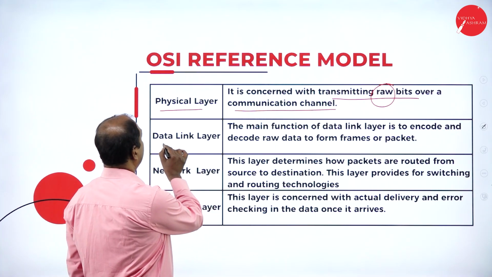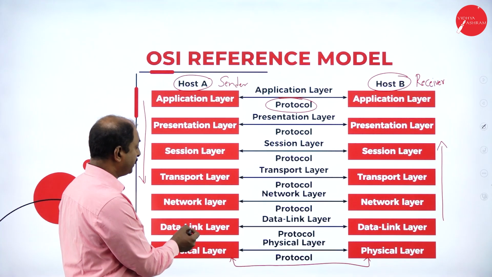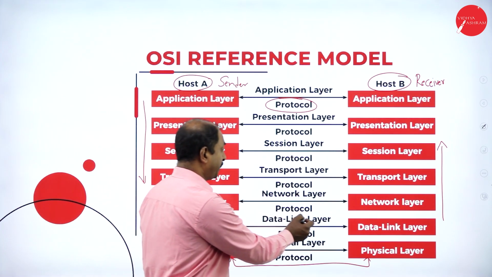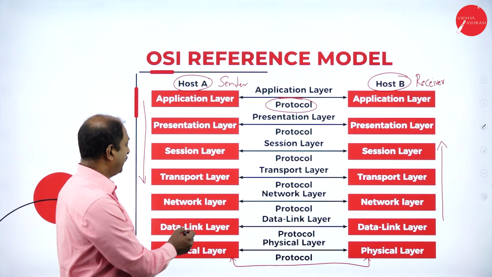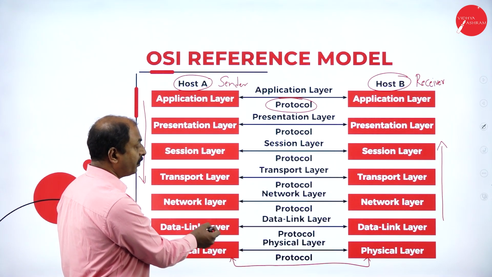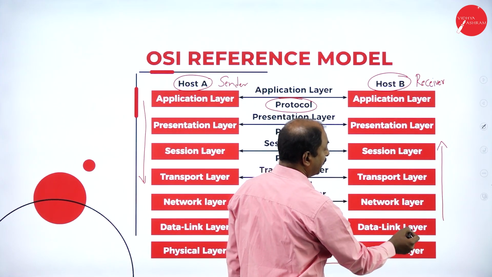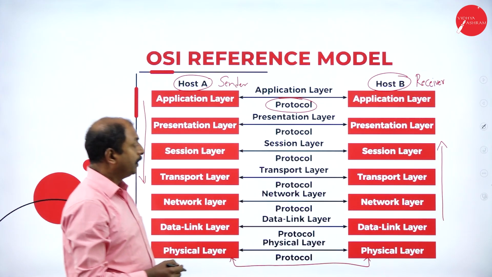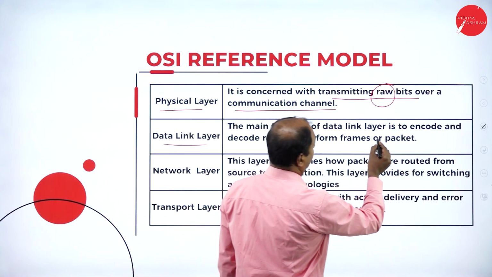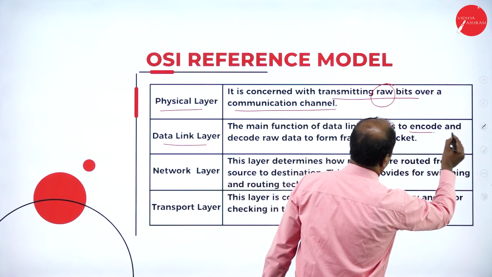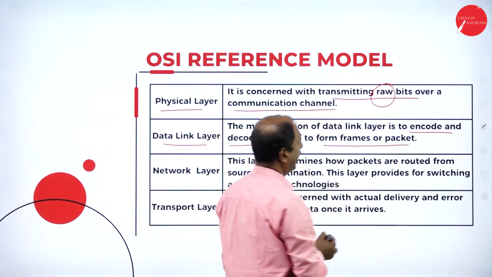Next one is the data link layer. So, what is the data link layer? It is also associated with data link layer protocols. The data link layer of host A will communicate with the data link layer of host B. The main function of the data link layer is to encode and decode raw data to form frames or packets.